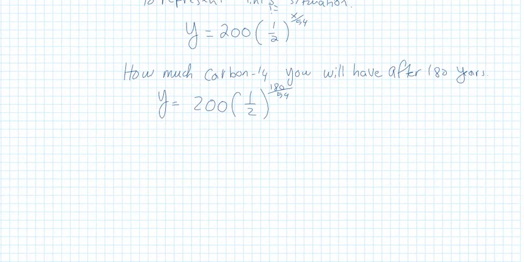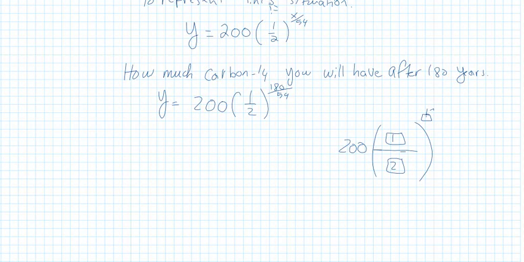Make sure you know how to enter it in the calculator. Put the 180 over the 54 in brackets. Guys, for the ones that have good calculators, do this. Literally, this is what you're going to do. 200, bracket. Then you're going to press the button that shows you this. You're going to do 1, 2, and then you're going to press the power button. Close the bracket. You're going to press the power button. You're going to put 180 over 54. Okay, what do we get?